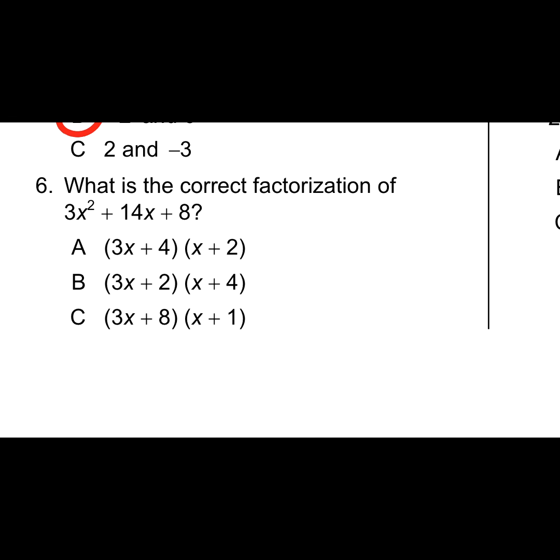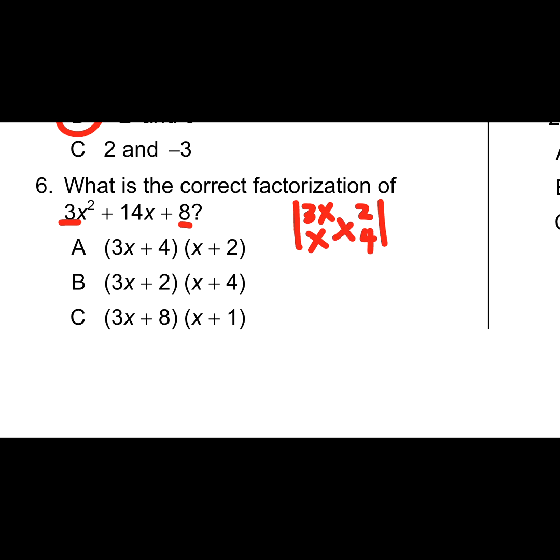Number 6, what is the correct factorization? We do have a number in front of the x squared, so we need to use the crisscross spider method. So I would use 3x and x. And then I'm going to need to split up 8. So two numbers that multiply to get 8. We can try 4 and 2 and see if that works out. That looks like 6x and 4x. That's not going to work out because we will only get 10. So let's try 2 and 4.